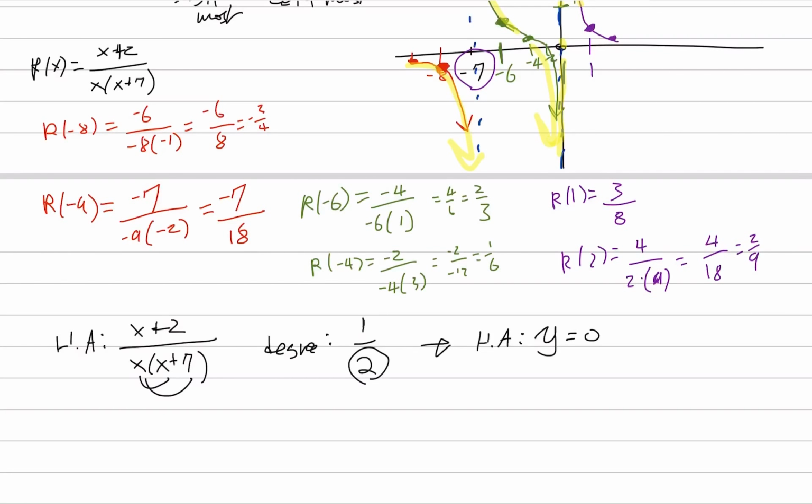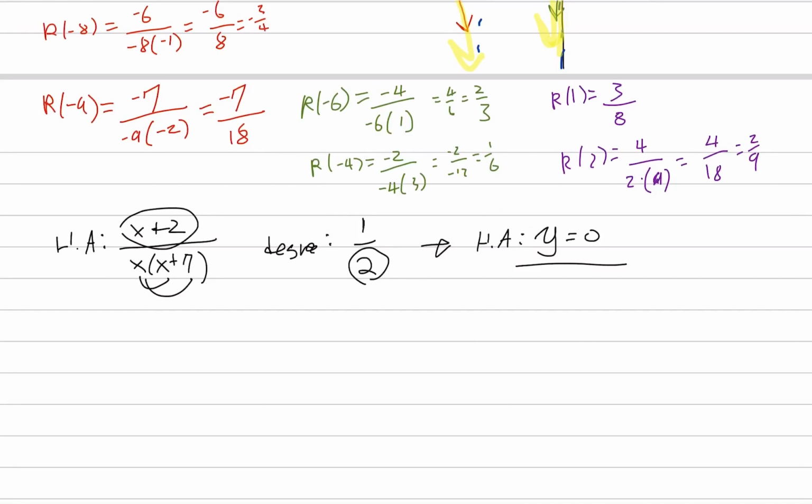And this does not have any oblique asymptote, because in order to have an oblique asymptote, the top degree has to be greater by exactly 1 compared to the bottom degree. So the horizontal asymptote is y equals 0.